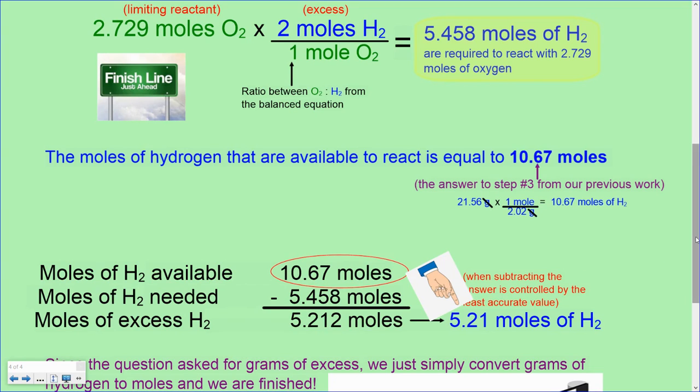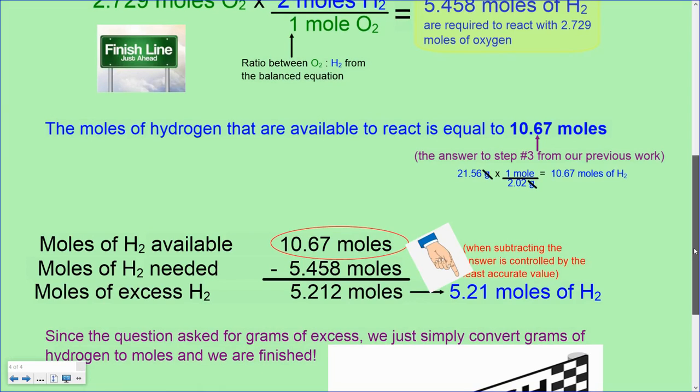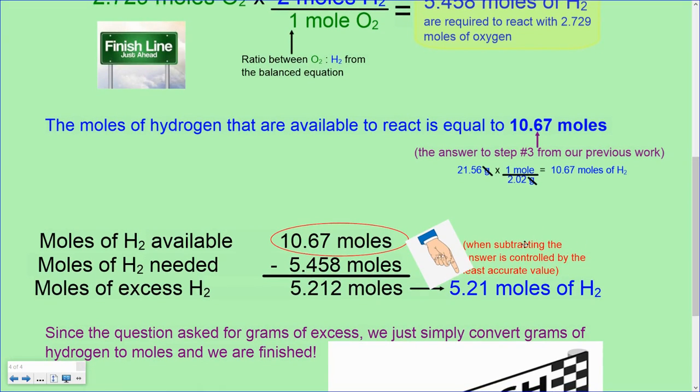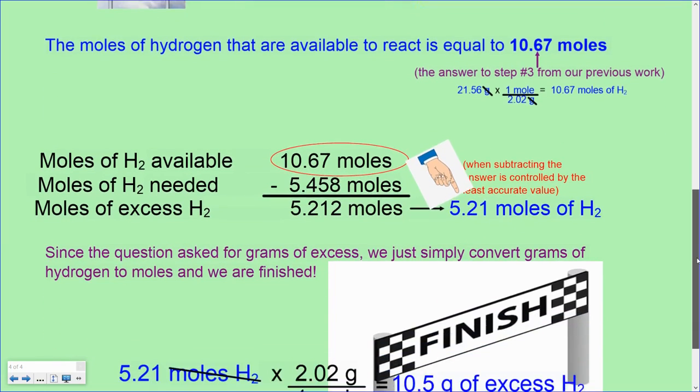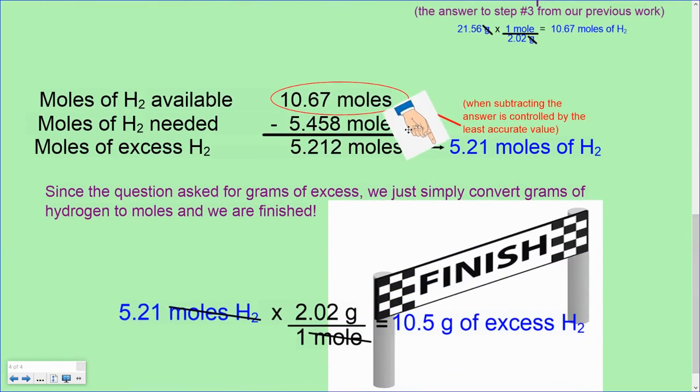But remember, the problem asks for how many grams? Well, that should be an easy step for us because you all did quite well in this section. We're simply going to be converting moles to grams. So I take 5.21 moles of hydrogen, and I convert that to grams, remembering that hydrogen is diatomic, so it's 2.02. So the answer to part C is 10.5 grams of hydrogen are in excess. And that's pretty much how you do an excess reactant problem.